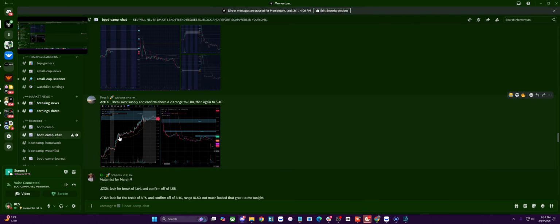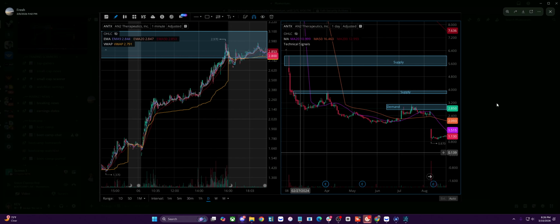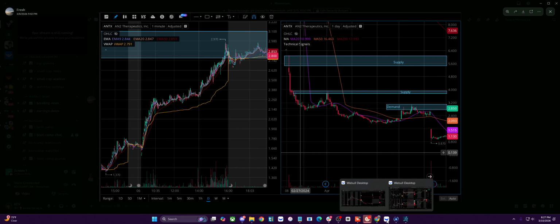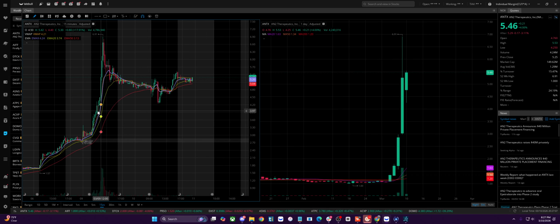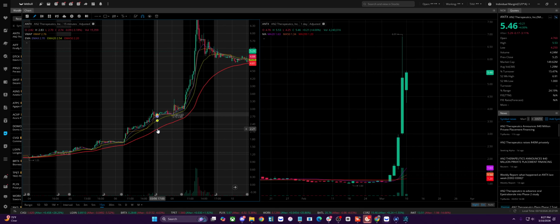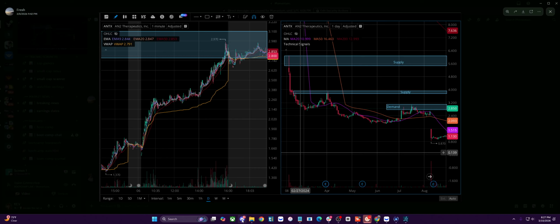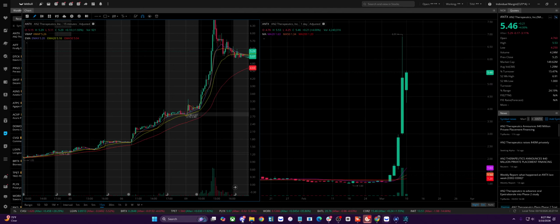Break over supply and confirm above 320 for the range to 380, then again to 540. What is the float on this? Out of curiosity, it looks like it trades a little bit barcodey. Am I wrong? What is this? When did you have this on here? I hope you played this, brother. What a move. What a move.